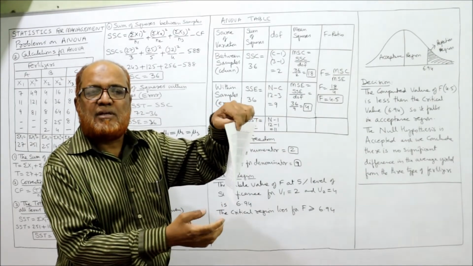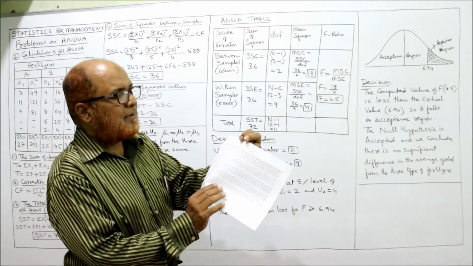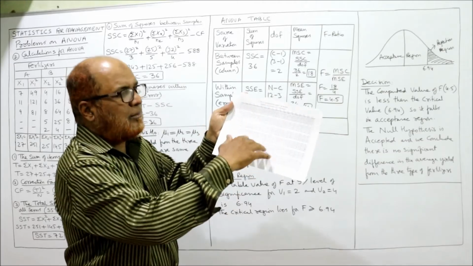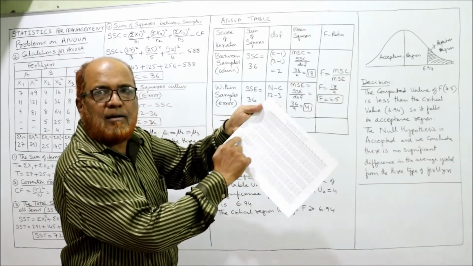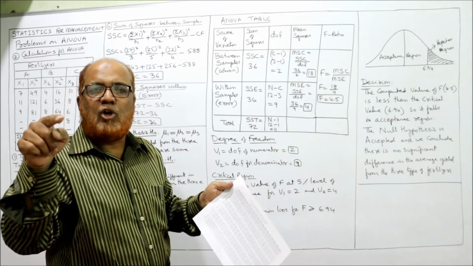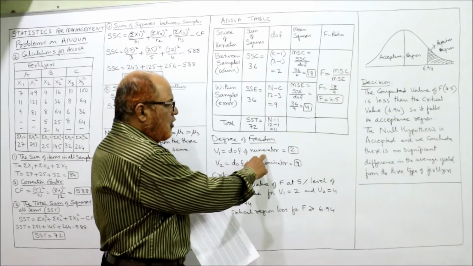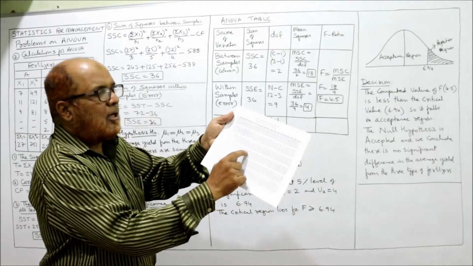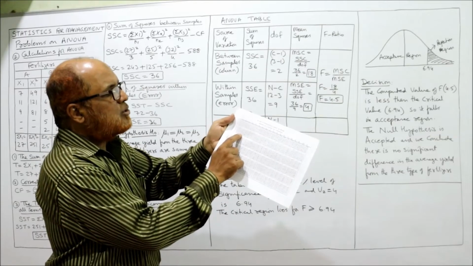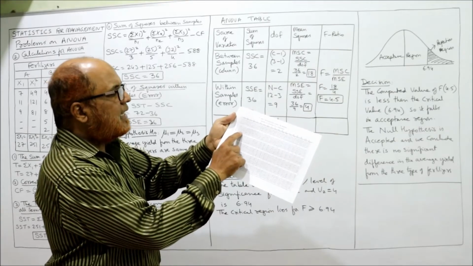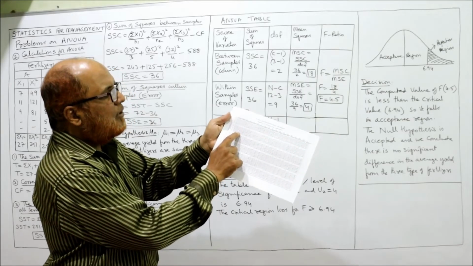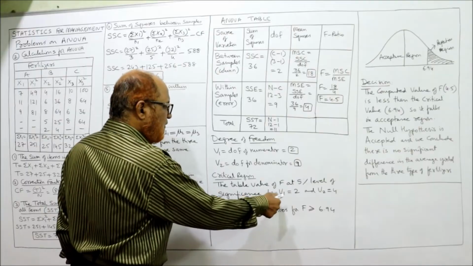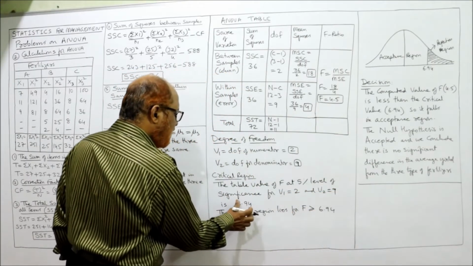Normally only two levels of significance are used, 5% and 1%, that's why two tables are provided. Now the level of significance is 5%, so see the 5% table. In the columns is given the degree of freedom for numerator, and in the rows the degree of freedom for denominator. The numerator degree of freedom is 2, so in the columns you see 2, and the denominator degree of freedom is 9, so in the rows you see 9. Under 2 against 9 you can see 4.26. So the table value of F at 5% level for V1 equal to 2, V2 equal to 9 is 4.26.